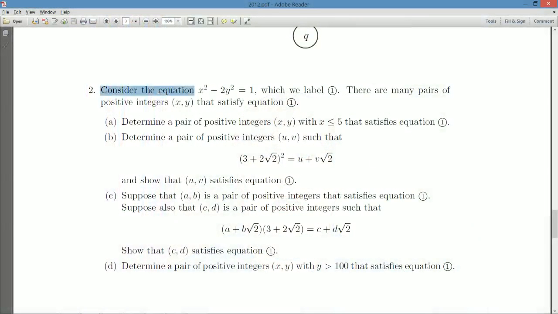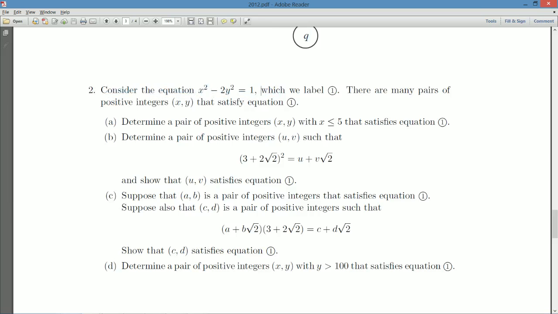So consider the equation x squared minus 2y squared equals 1. Now, actually, this type of equation is called a Pell equation. They have a long and interesting history, so I might do a video on those. And that does mean that I have a little insight into this problem already. But we'll try and approach it from a newbie's perspective.